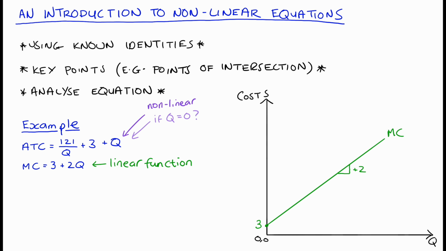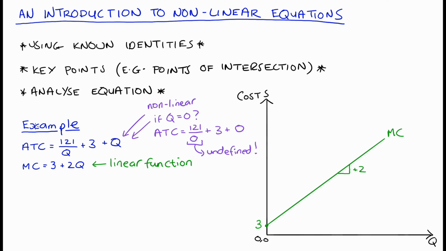So I can do a few things here. The first thing I can check is what happens to average total cost when quantity is equal to 0. This will tell us about the cost axis intercept, so where average total cost hits the vertical axis. So substituting in Q is equal to 0, I find that average total cost is equal to 121 over 0 plus 3 plus 0, and here we cannot divide by 0. This is not defined. And this means that there will be no cost axis or vertical axis intercept here. This function is not defined at Q is equal to 0.